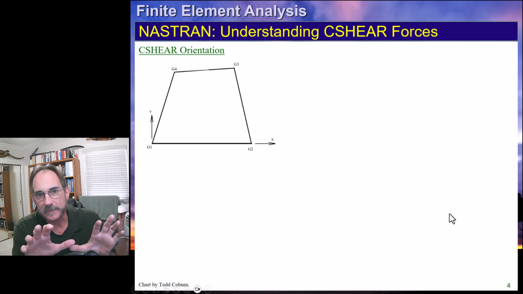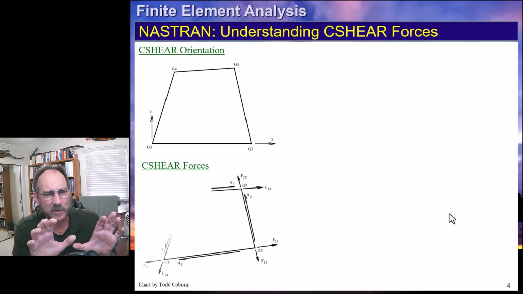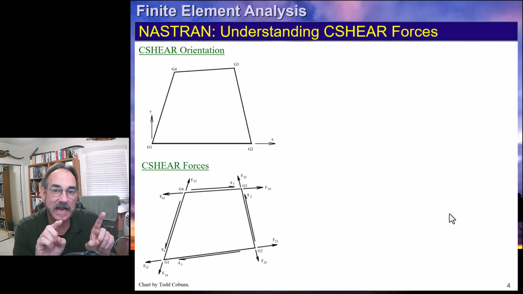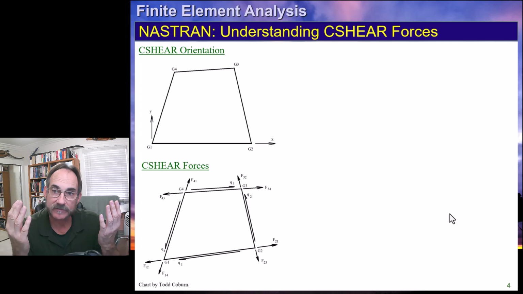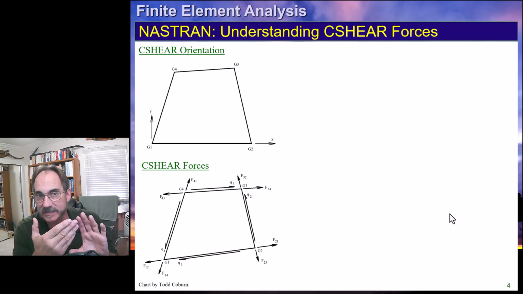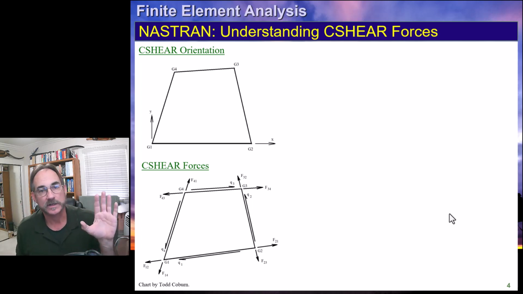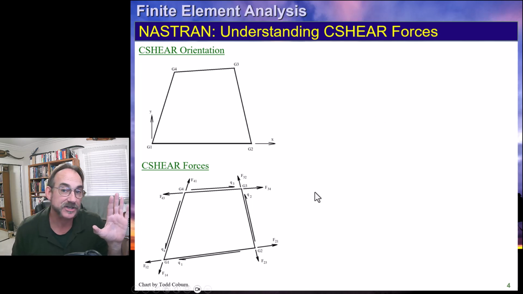So let's dive a little deeper into what these forces mean, because that is actually the hardest part of the CSHEAR element, is understanding how to use the forces. It's actually a very simple element, but it doesn't do everything that's intuitive, and also it kind of hides some of its results. Once again, this is a refresher on what our CSHEAR orientation is and how the forces are aligned. So let's go ahead and look at what these forces on the element really mean.